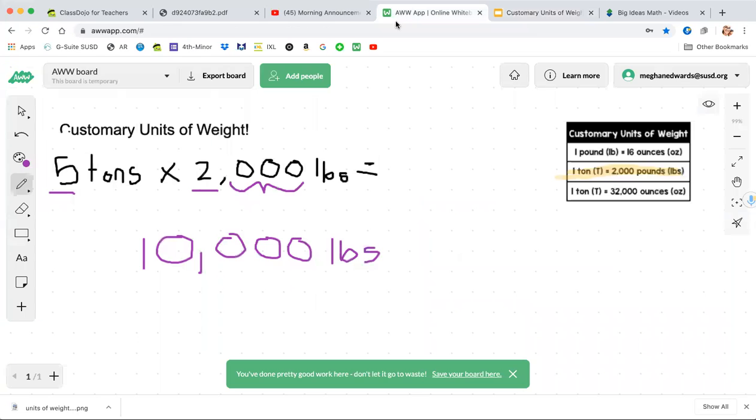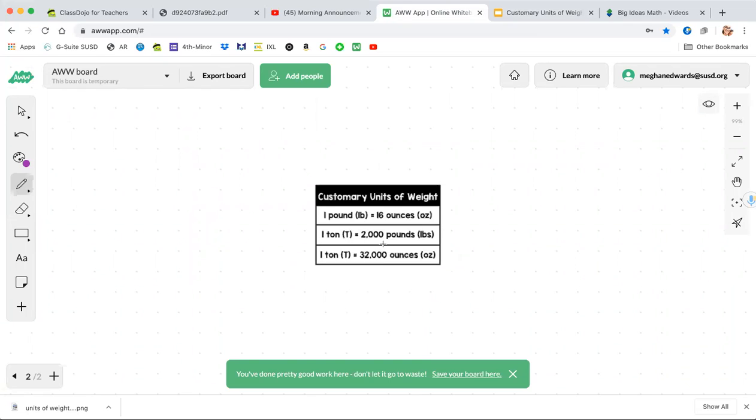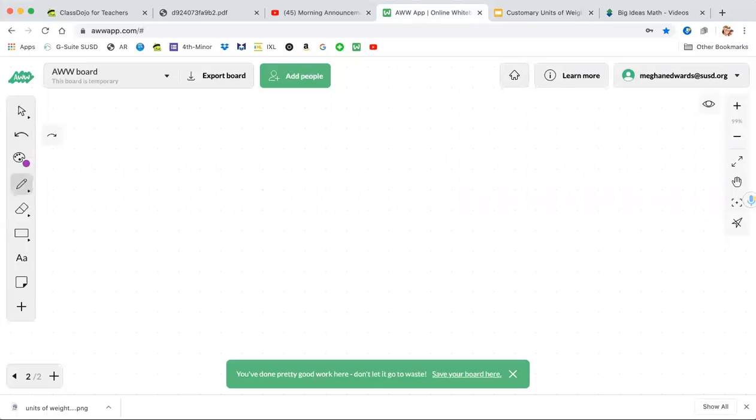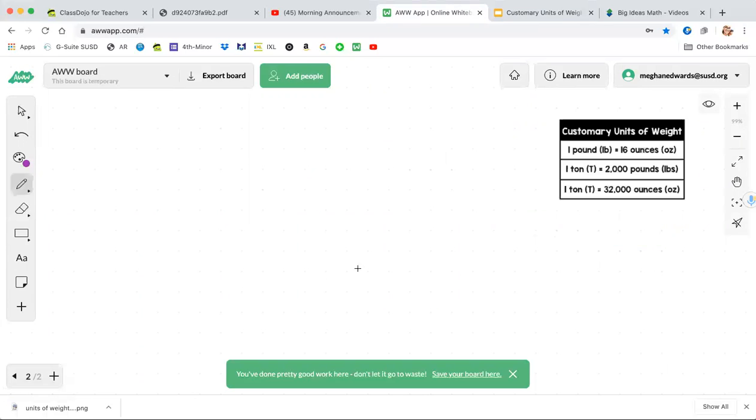So going to our whiteboard, I'm going to go to the next little slide. Let's move that back over here in the corner. So we know that 1 pound is equal to 16 ounces. And that's important for us to know because that's the number we're going to be multiplying by. So I'm going to highlight that, make sure we know 1 pound is equal to 16 ounces.